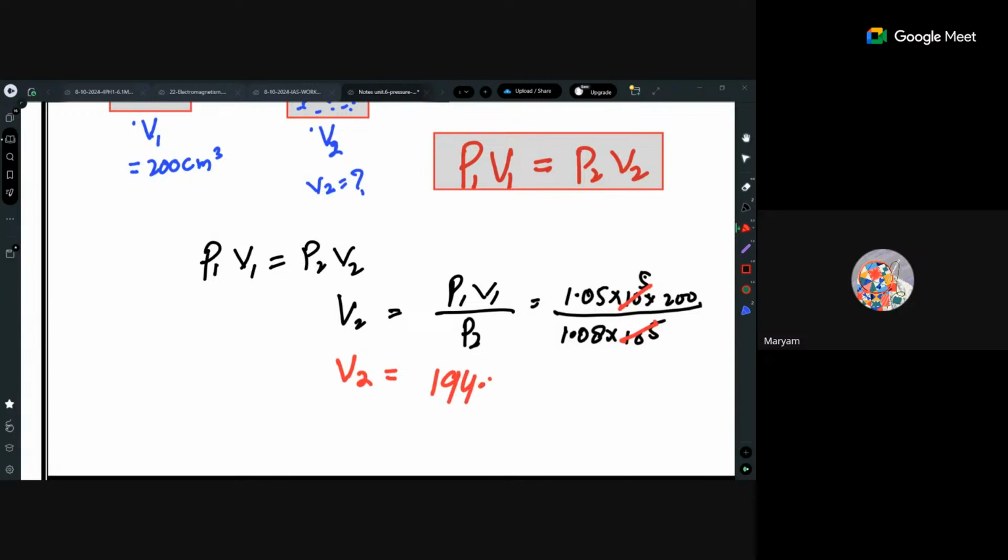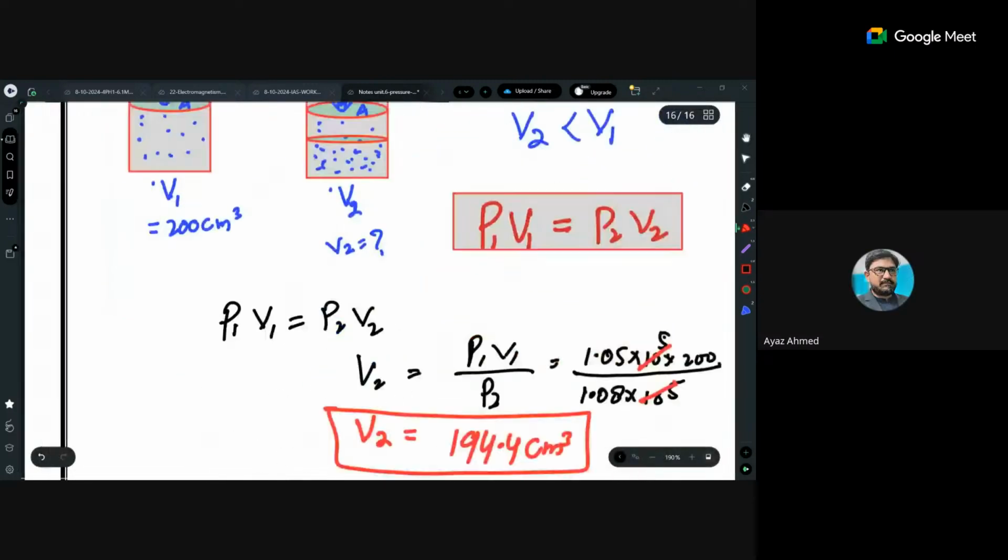194.44 cubic centimeter. So did you see that the volume has been reduced? Yes, sir. Sure, but I have a doubt. How is P1 V1 equal to P2 V2? Can't there be any other relation?